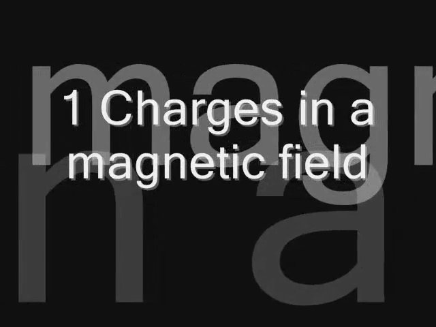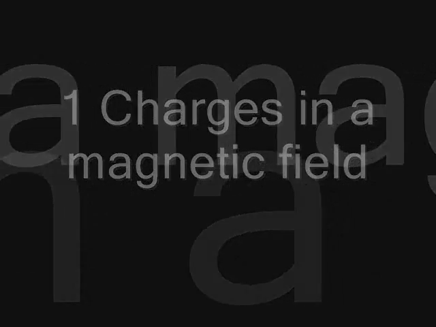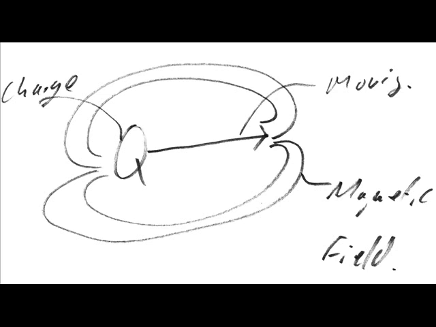A moving charge generates a magnetic field. If this charge moves through a magnetic field, then the two fields will interact and the charged particle will feel a force perpendicular to its direction of motion. The direction follows Fleming's left-hand rule.